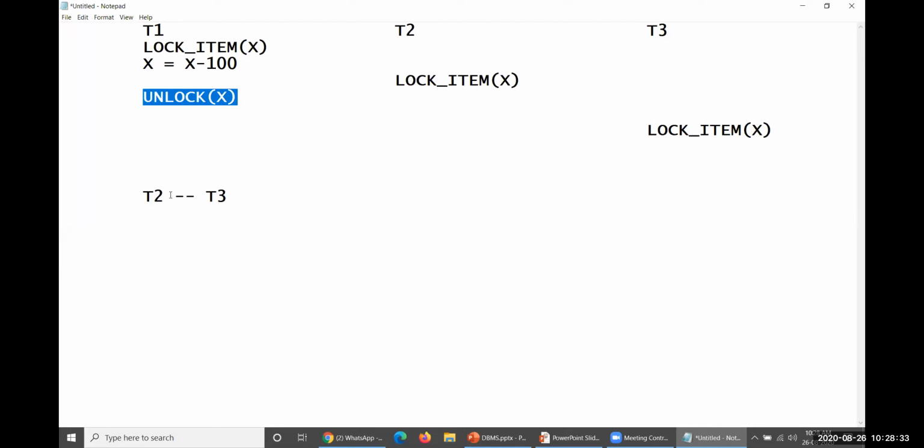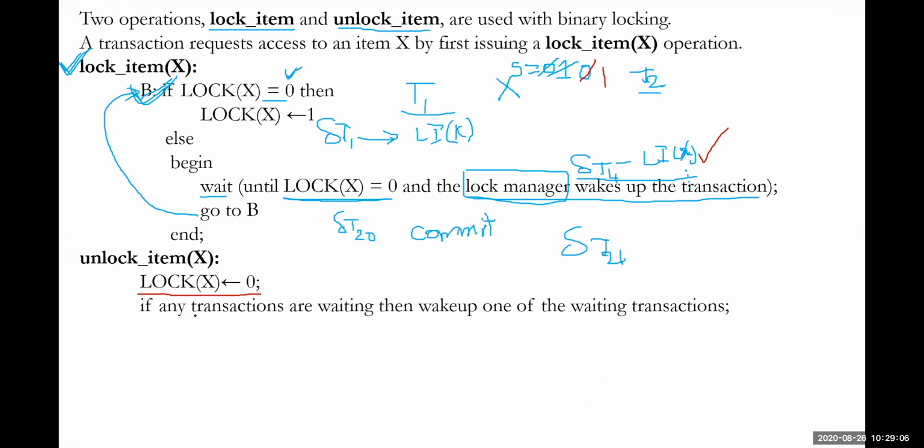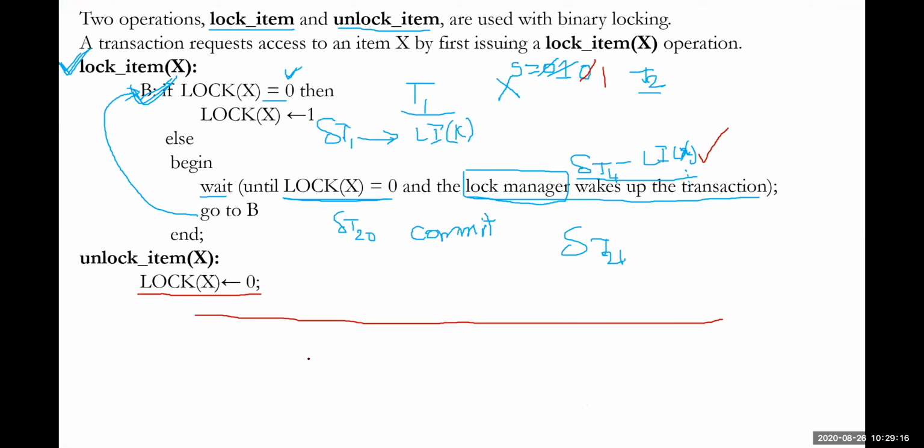The lock manager will assign this item to transaction T2 because it is at the front end of this particular queue. Okay, so first come first serve basis. Sorry, front end, not rear end. So it has been assigned, and T3 will still wait for some more time until transaction T2 releases the lock. Okay, this is the point you need to understand regarding waiting transactions and waking up waiting transactions. What does it mean? That is the meaning here. These are the points we have to remember when lock item and unlock item are operated.